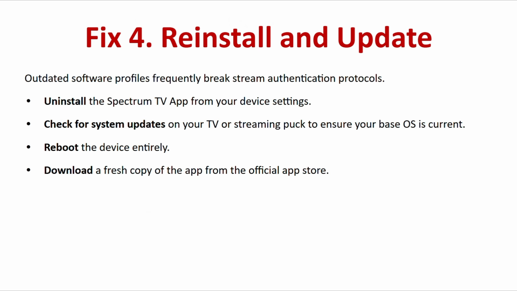Fix 4. Reinstall and update. Uninstall the Spectrum TV app from your device settings. Now check for system updates on your TV or streaming puck to ensure your base OS is current. Now reboot the device entirely and download a fresh copy of the app from the official App Store.